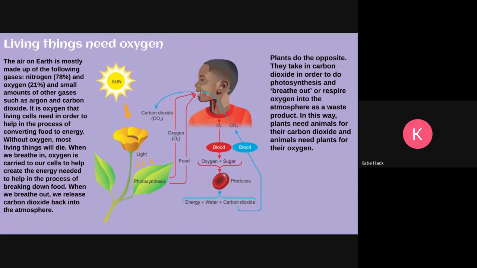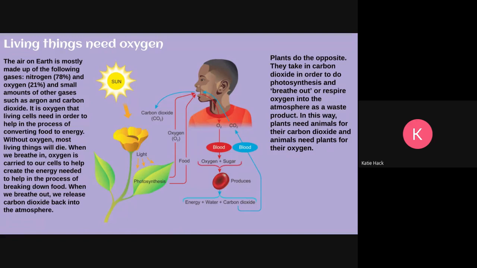Now, living things need oxygen. The air on Earth is mostly made up of the following gases. You have 78% nitrogen, 21% oxygen, and small amounts of other gases such as argon and carbon dioxide. Now, it's the oxygen that living cells need in order to help in the process of converting food to energy. So without that oxygen, most living things will die. When we breathe in, oxygen is carried to our cells to help create the energy needed in the process of breaking down food. When we breathe out, we release carbon dioxide back into the atmosphere.